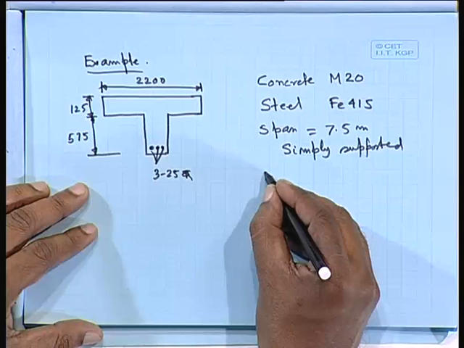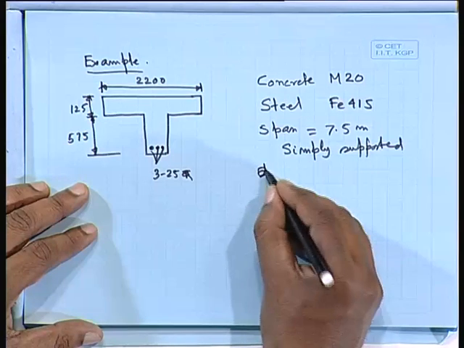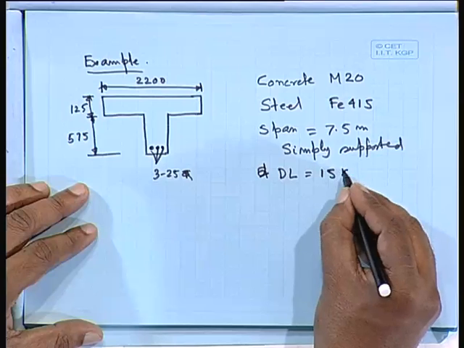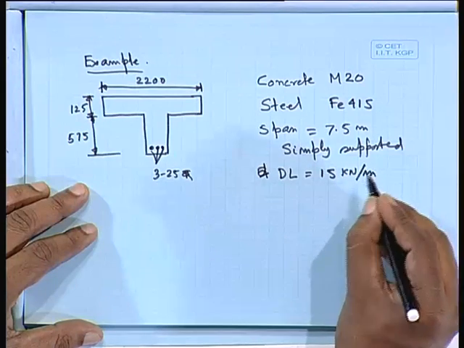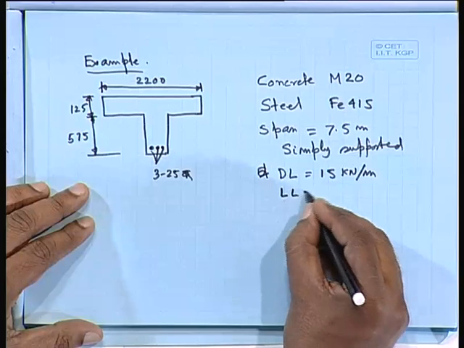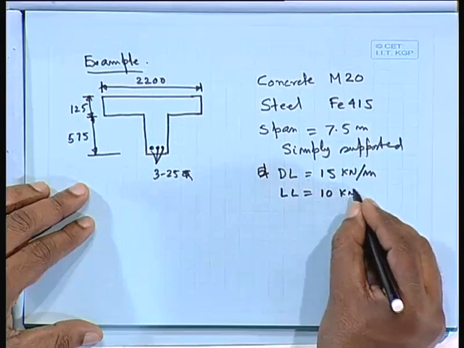Then dead load 15 kilonewton per meter. This is the service load, not the factored one. When we are talking about deflection, the one we are talking about is the service load. Live load 10 kilonewton per meter.